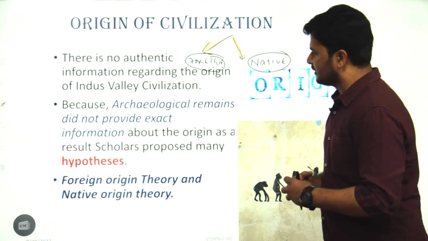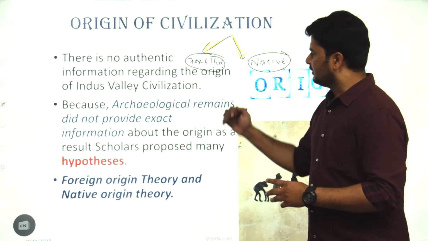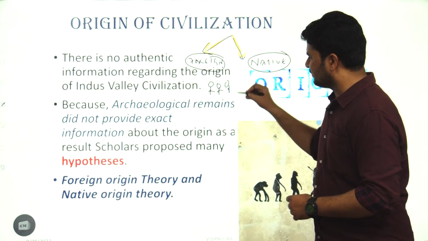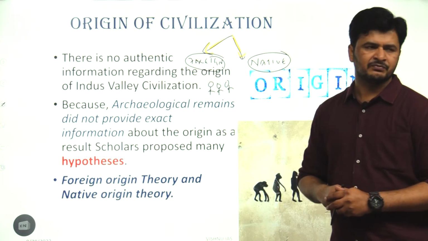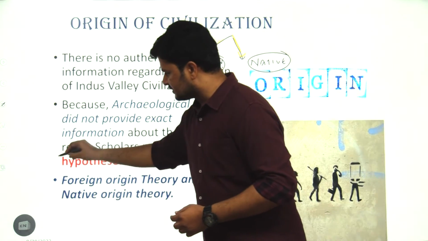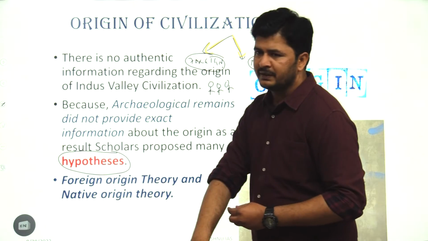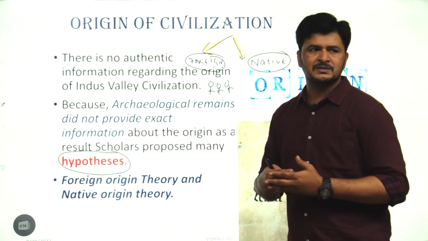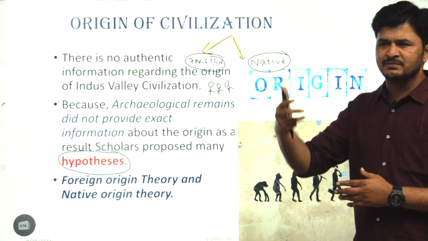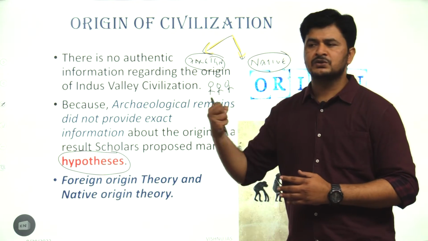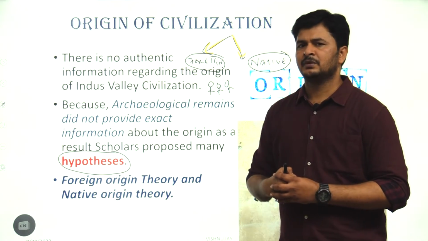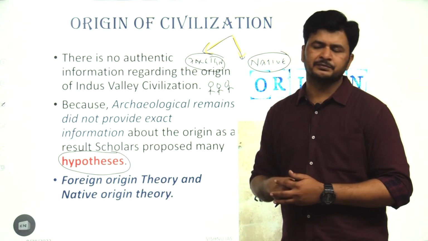So what does it mean by foreign origin theories? Obviously, the foreign origin theory is a hypothesis. Even native origin theory is also a hypothesis. We have learned in the previous session, hypothesis is nothing but developing theories based on scanty evidences, based on assumptions. Maybe it happened like this, maybe like that, kind of a concept.